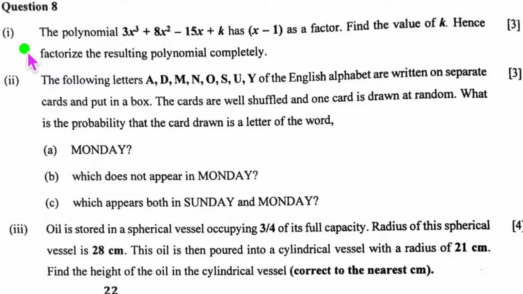Question 8, first part. The polynomial 3x cube plus 8x square minus 15x plus k has x minus 1 as a factor. Find the value of k and hence factorize the resulting polynomial completely. And this again is for 3 marks.